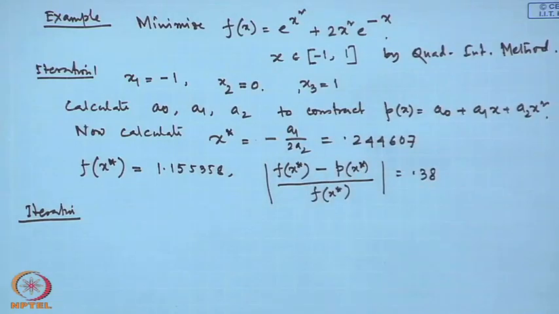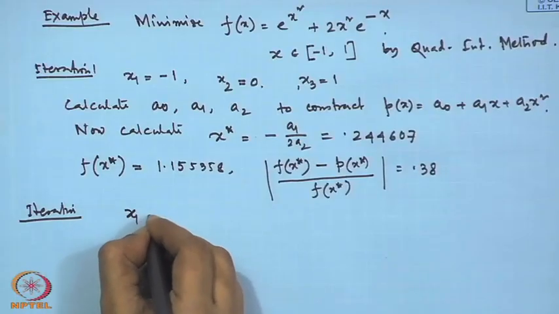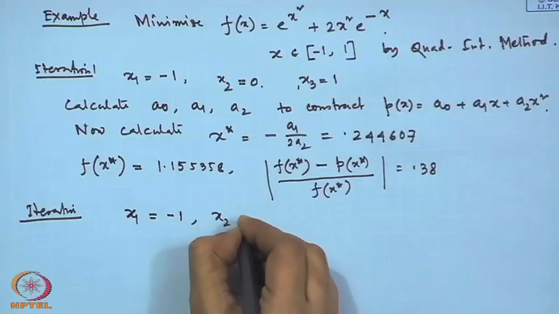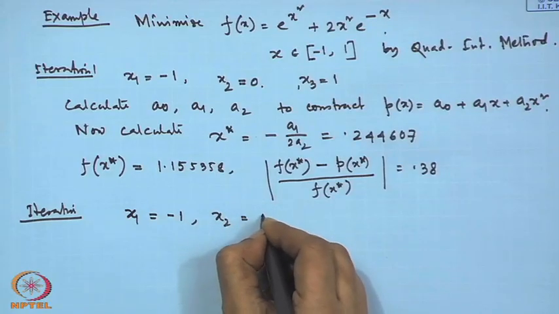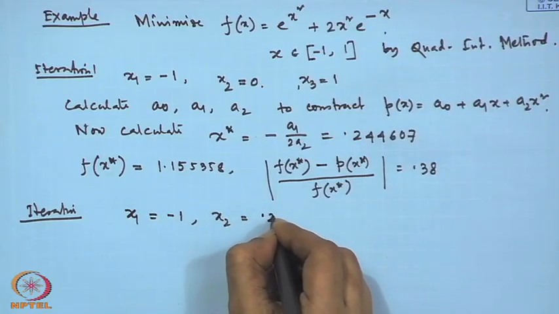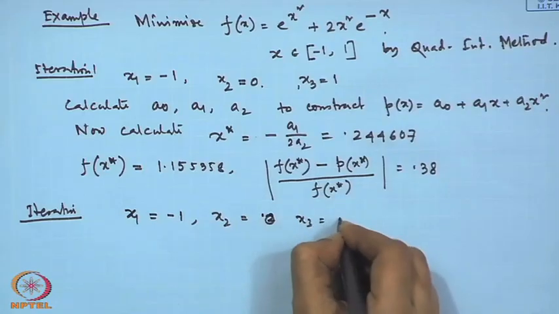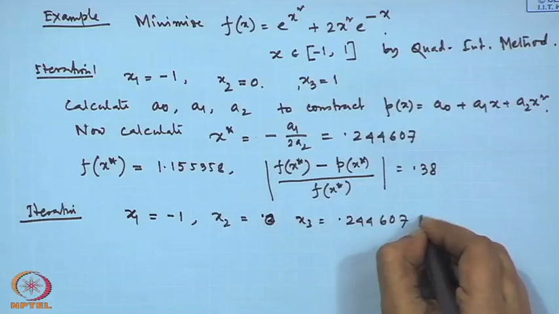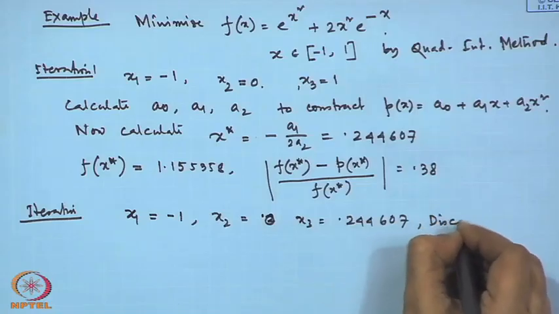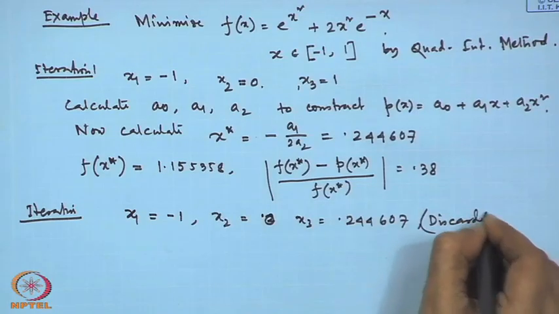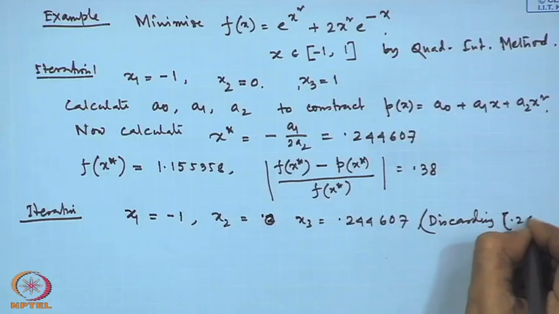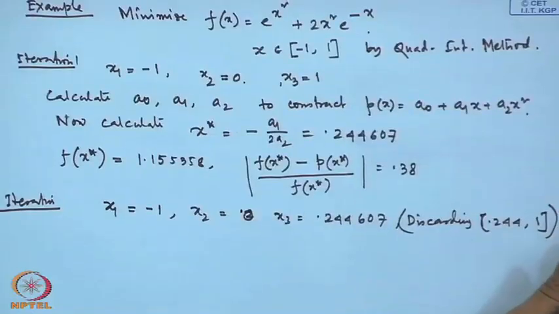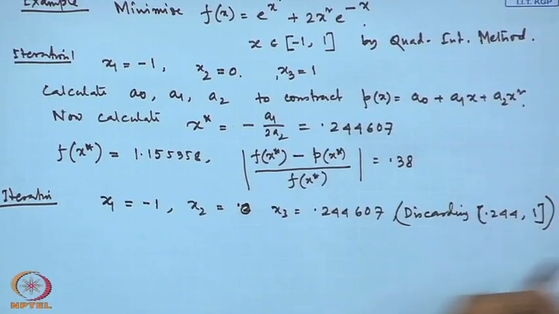Again, that is why we will consider the next interval as x1 equal to -1, x2 equal to 0, and x3 equal to 0.244607. That means we are discarding the rest, because with the unimodality property we can check that the minimum cannot lie here.